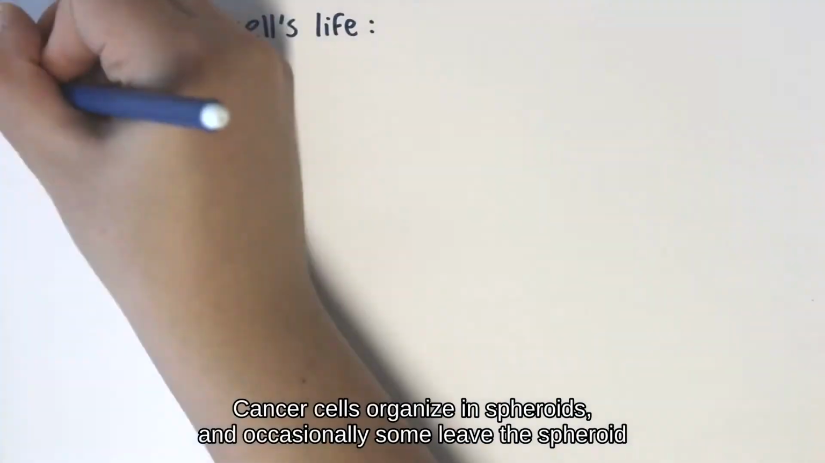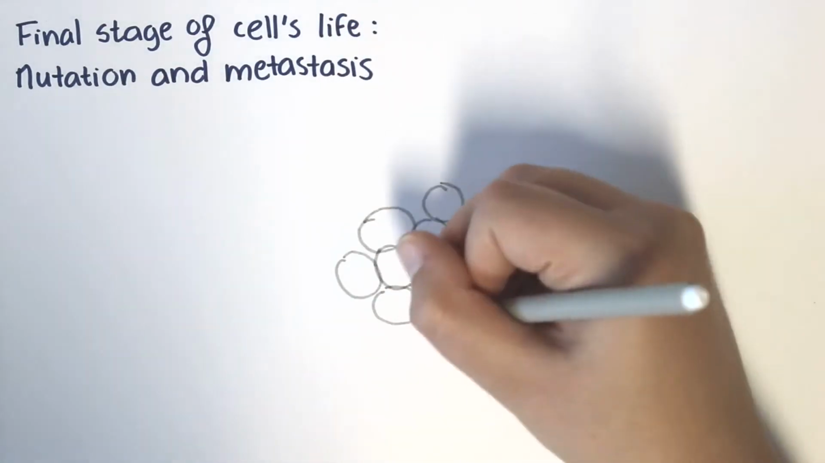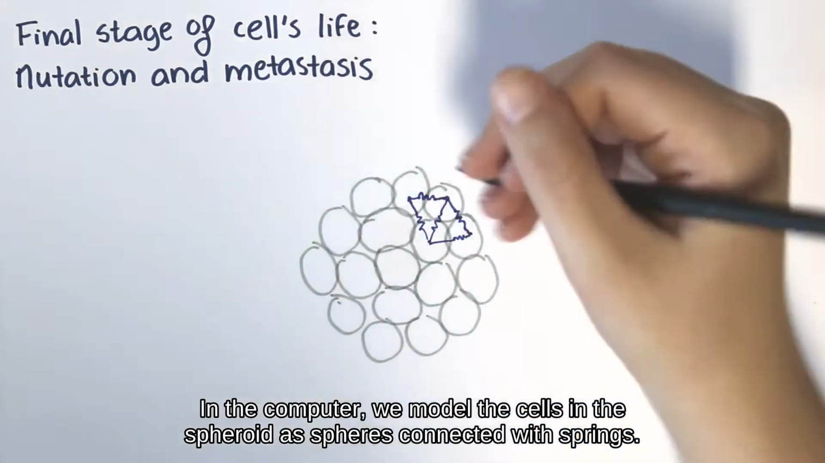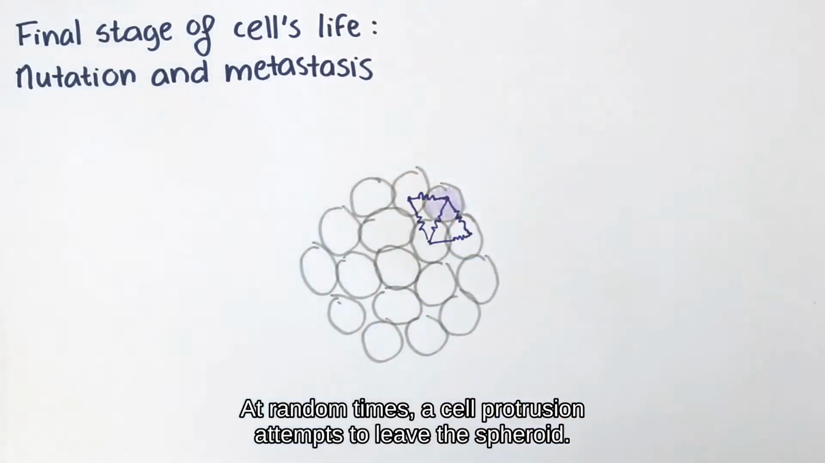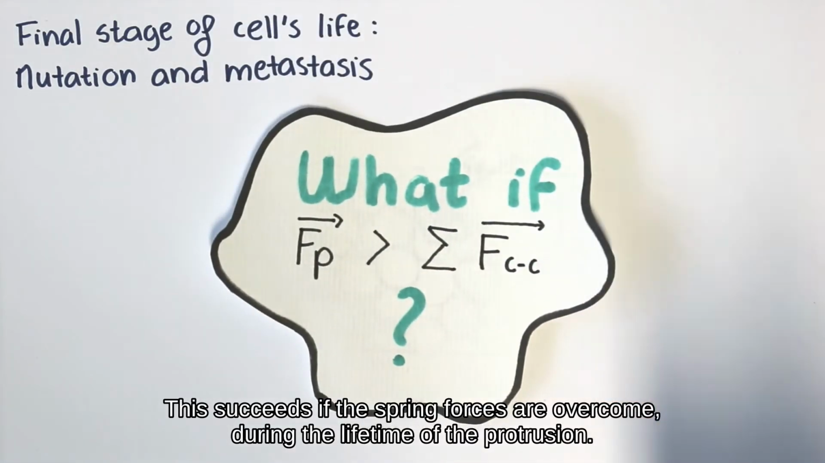Cancer cells organize in spheroids, and occasionally some leave the spheroids, leading to metastasis. In the computer, we model the cells in spheroids as spheres connected with springs. At random times, a cell protrusion attempts to leave the spheroid. This succeeds if the spring forces are overcome during the lifetime of the protrusion.